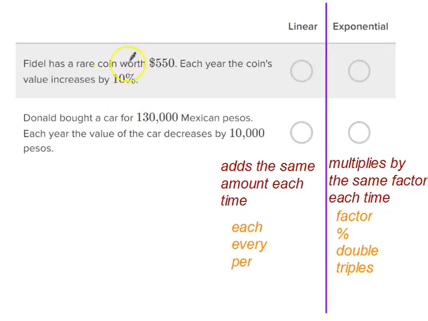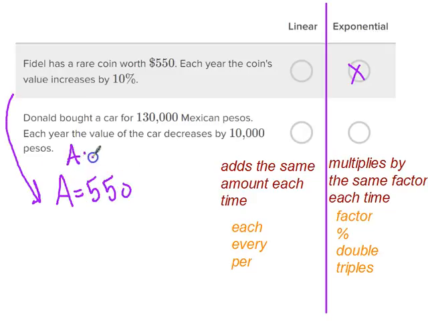So this first one, he has a rare coin worth 550, and each year it decreases by 10%. This is exponential, and just for fun, we can go ahead and model that. It starts at 550, so that means a is 550. Again, the equation is going to be a times r to the x, so now we need to figure out what the rate is. If it increases by 10%, then r is 110% of its original value, which means that every year that goes by, this value gets multiplied by 1.10, or just 1.1, and I got that by moving the decimal place 2 times.